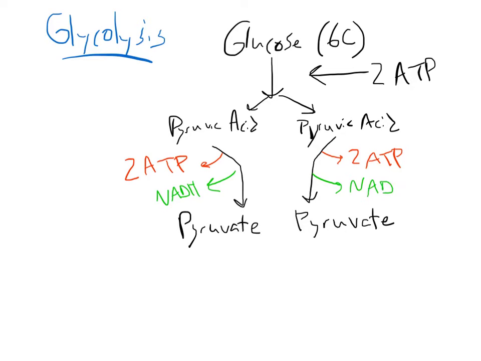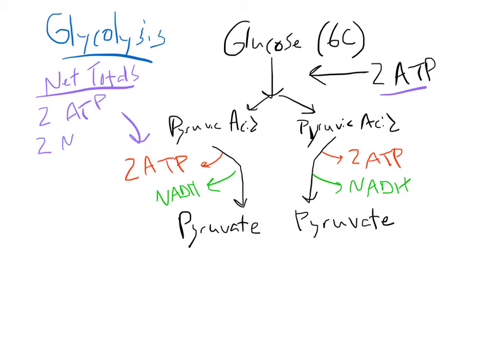So 1 NADH. So, for glycolysis, our net totals are going to be 2 ATP, because even though we made 4 down here, remember we spent 2 to begin with. So we're going to end up with 2 ATP, and we're going to end up with 2 NADH for glycolysis. Now, that's just the first stage of aerobic respiration.